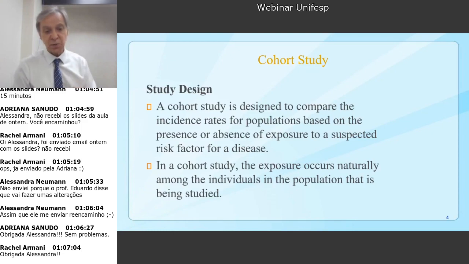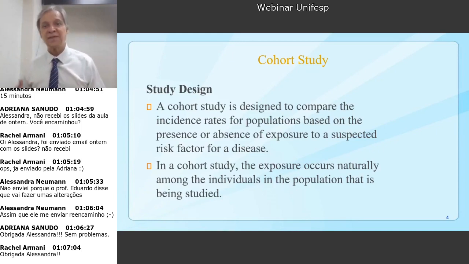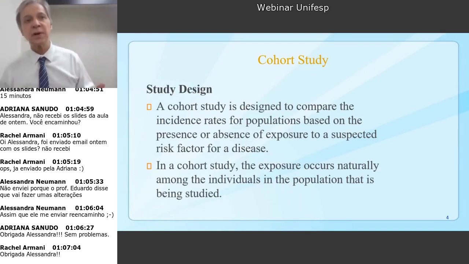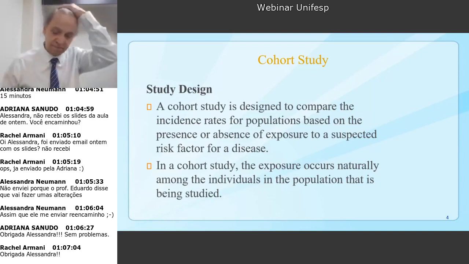In a cohort, the exposure occurs naturally among the individual that's being studied, but that's a huge difference between experiment and observational design. Both are longitudinal, both are trying to understand what causes what, but in an experiment, you control the exposure. Here, you don't control anything. You don't go tell people to smoke. You observe them smoking, okay? They are smokers. They took up smoking and they just follow up.